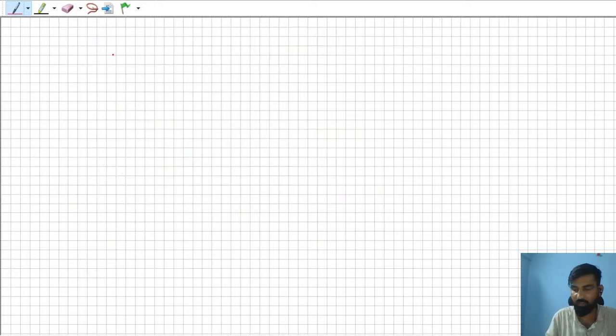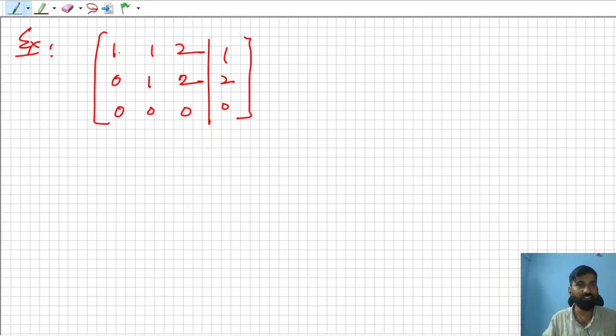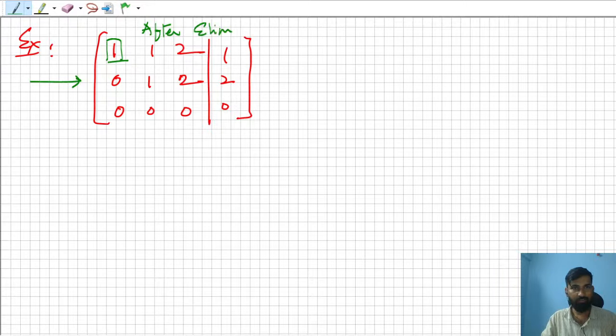Let me give you the hint, the example. Suppose you have got 1 1 2, 0 1 2, 0 0 0, and this is 1 2 0. You got this kind of matrix after applying elimination. So how many pivots are there, guys? Tell me. This is 1 pivot.